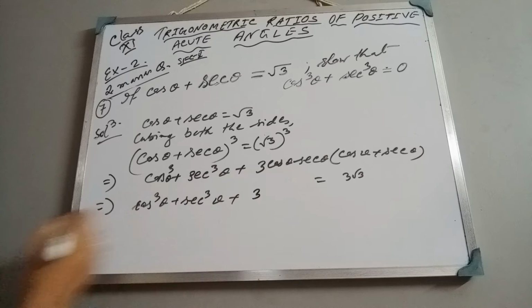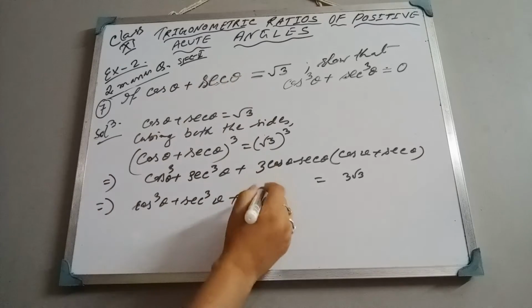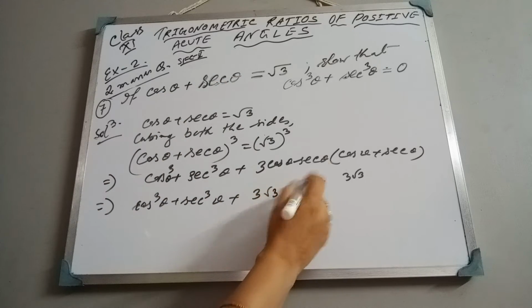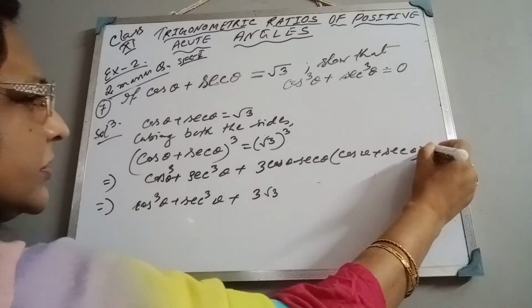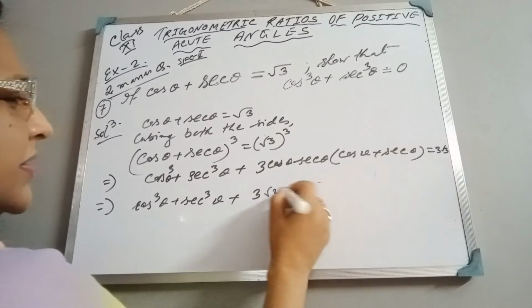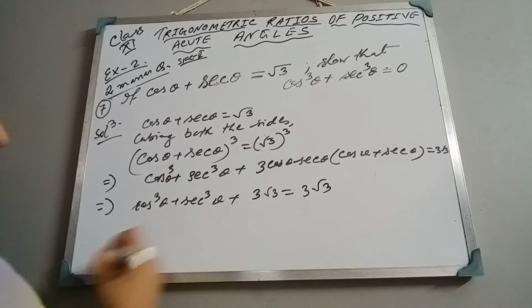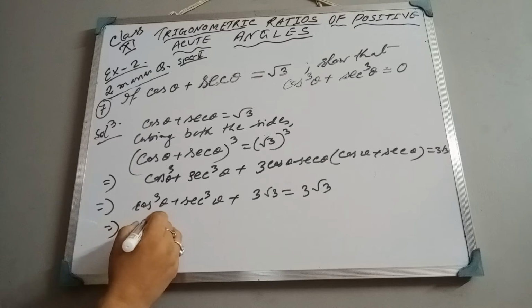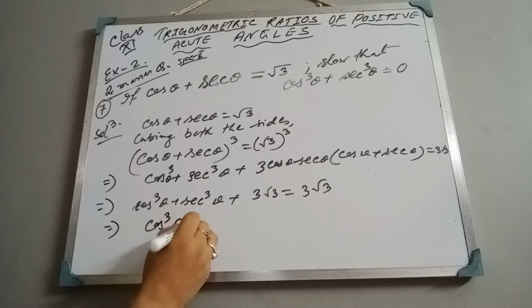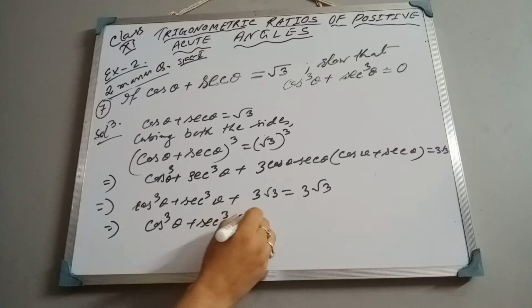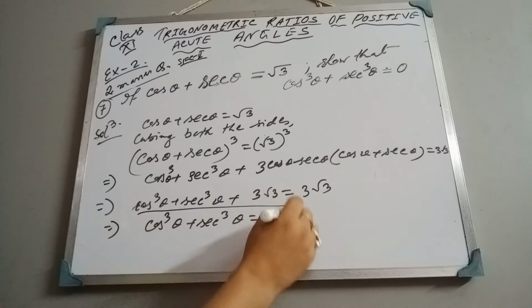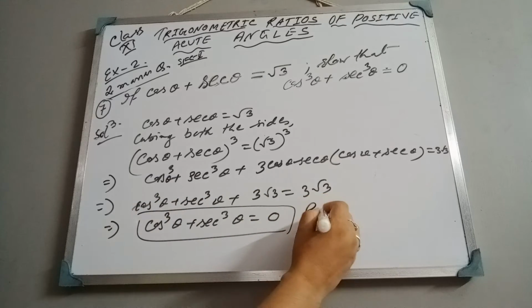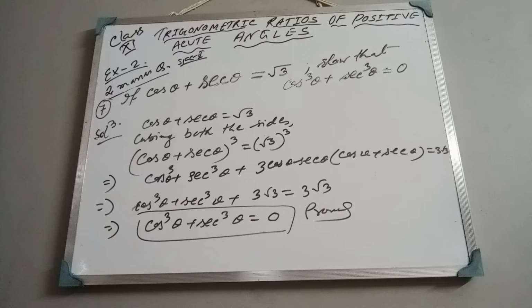plus 3 into cos theta plus sec theta, which is given to us, that is equal to root 3. So write here 3 root 3, and this is equal to again 3 root 3. So 3 root 3 from both the sides will be cancelled. Therefore cos cube theta plus sec cube theta is equal to 0. This only we have to prove, so it is proved. This is sum number 4.